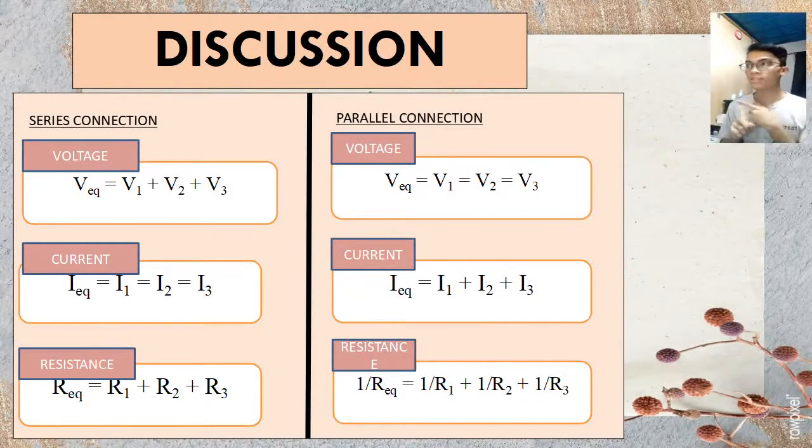Also, we can search for the resistor using the formula V equals IR. And next, for the parallel connection, the voltage of the parallel connection is the same for all the paths, but the current in the parallel connection is the sum of the currents we measure by the ammeter in the different paths. And for the resistance, we need to use the formula that was given, so that we can measure the resistance in the parallel connection. Also, we can use the V equals IR formula.